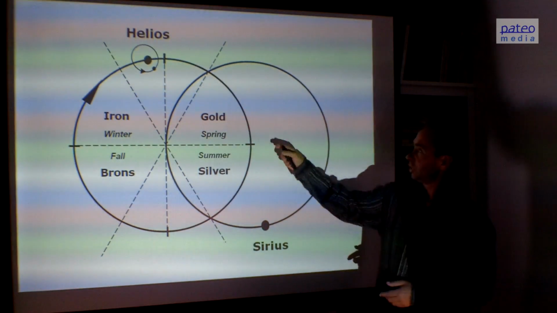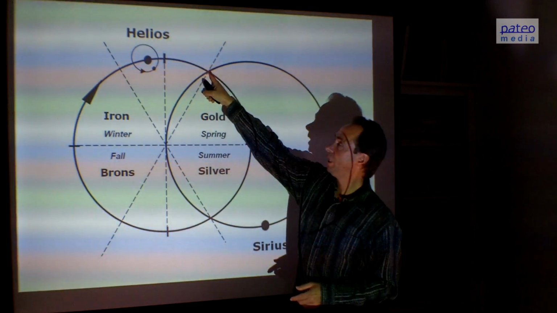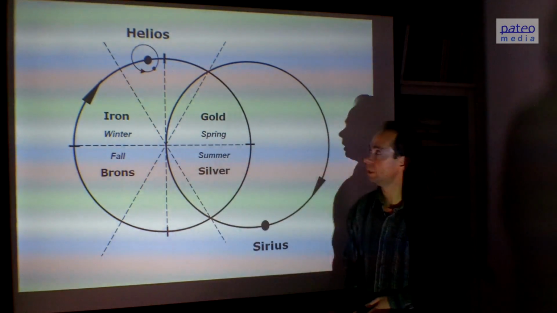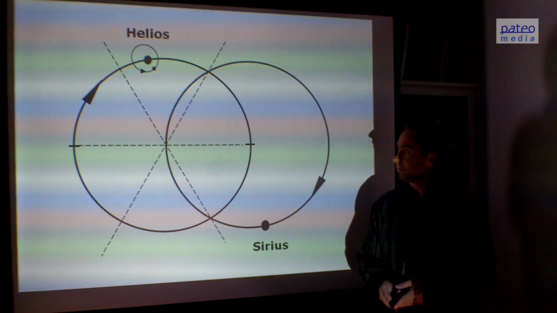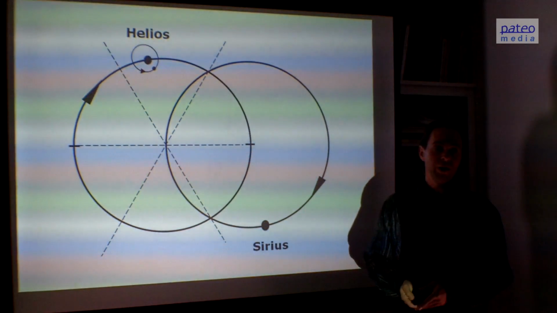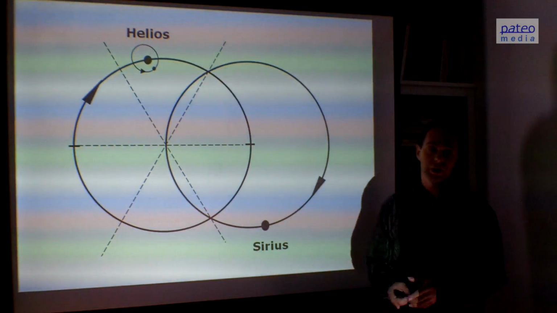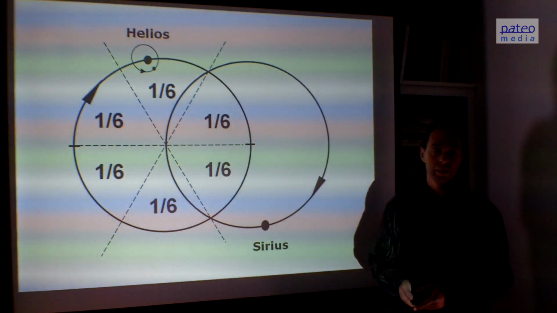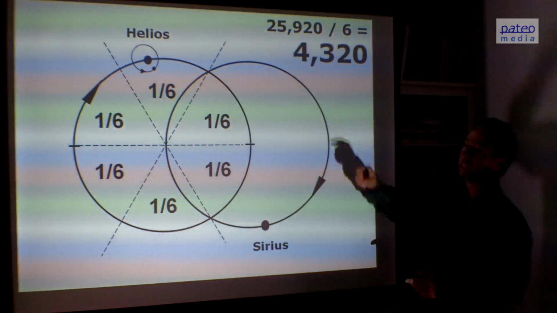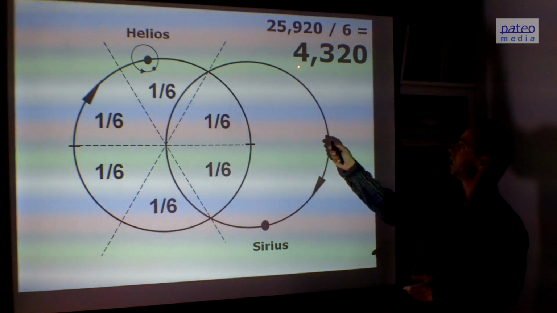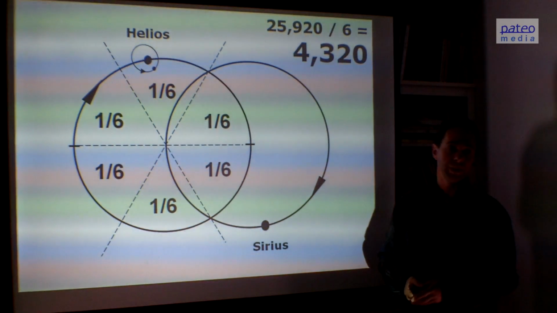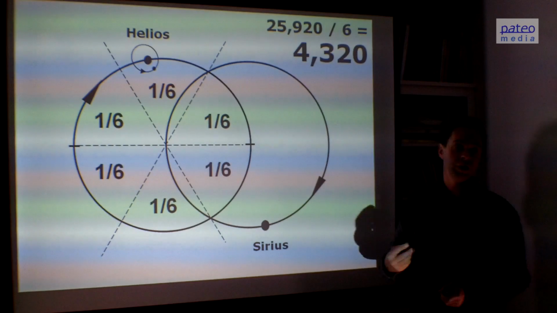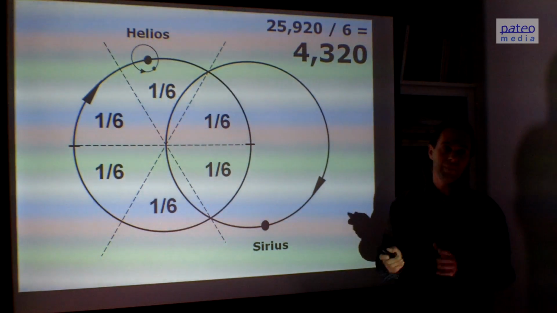Let's draw new lines from this point where both circles meet through the center, and also here where both circles meet through the center. Why is this so important? By doing so, we divide the circle of Helios into 6 equal parts. What does that mean? The total was nearly 26,000 years, but if we divide it by 6, we get 4,320 years. This is a very important number, 4320. 432 will come back many times.